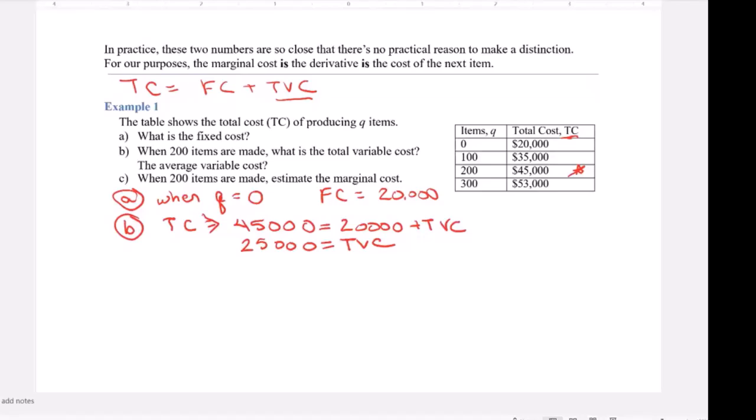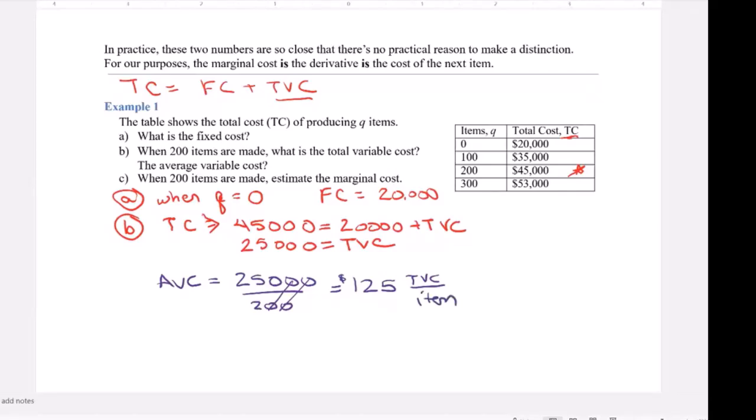Now, it also asks the average variable cost. Well, it's not that hard. Remember, average is just I add up how much it costs me to make all the things I'm making, and I divide by the number of things I make. So the average variable cost is going to equal 25,000 divided by, I was able to make 200 items for that amount of money. That's $125, which is the total variable cost per item.